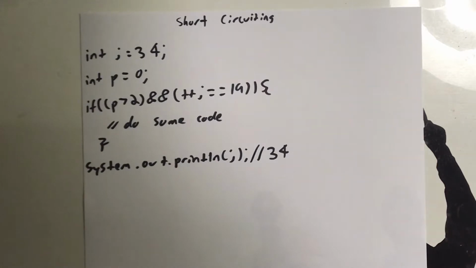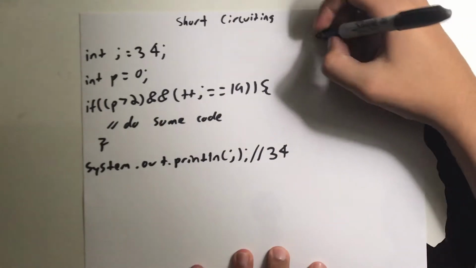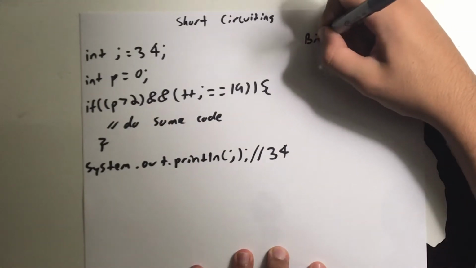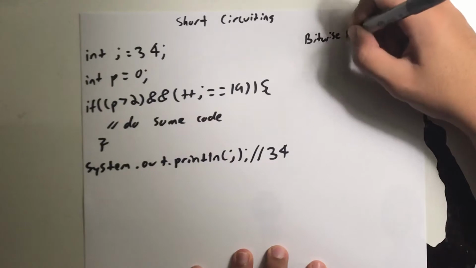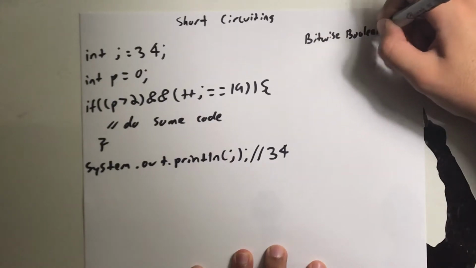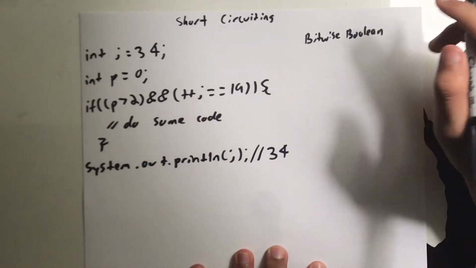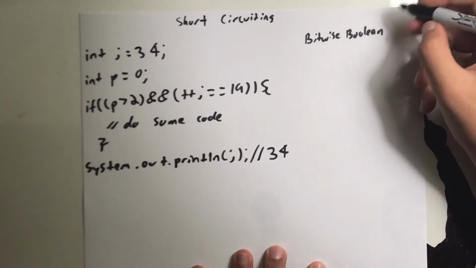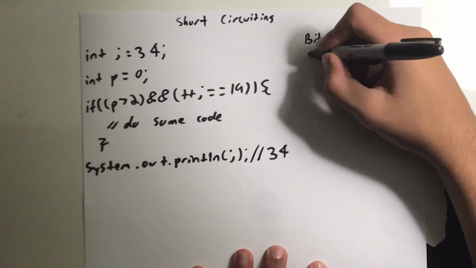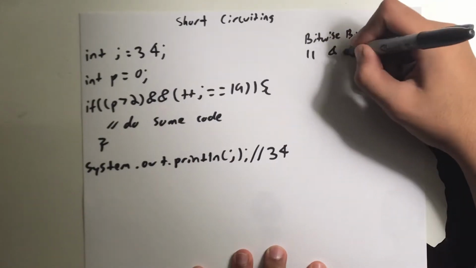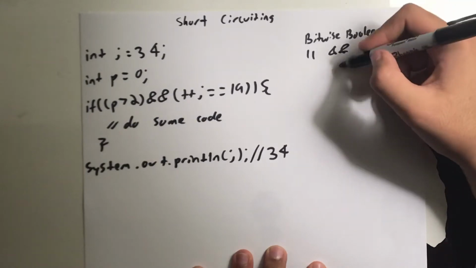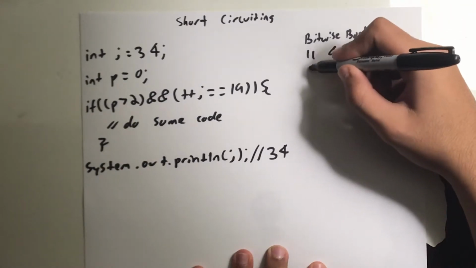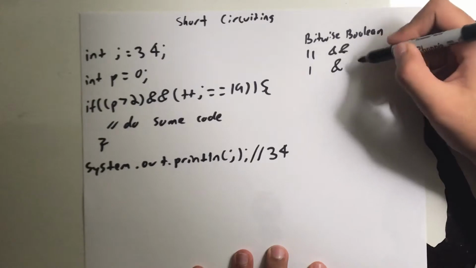We can fix that by using bitwise Boolean, which I already mentioned in a previous video. And bitwise Boolean only has, so you know how we have or and, right? Well, with bitwise Boolean, only one of the symbols gets used.